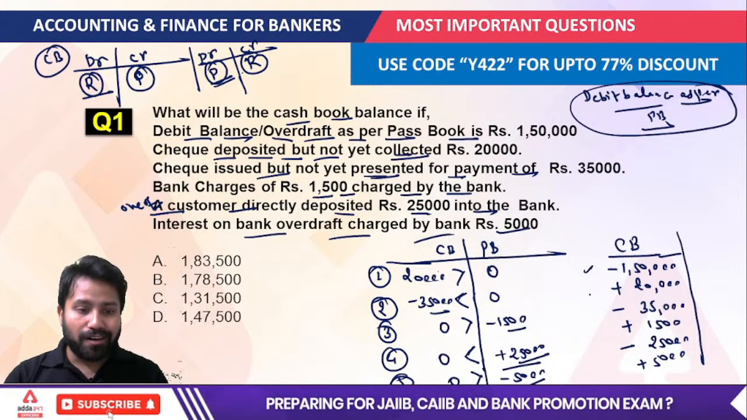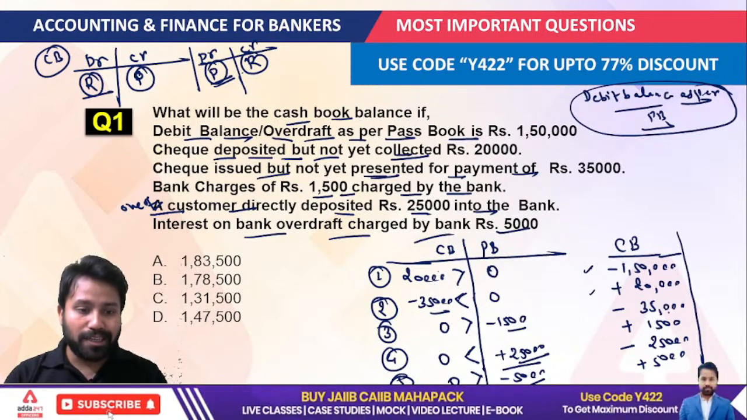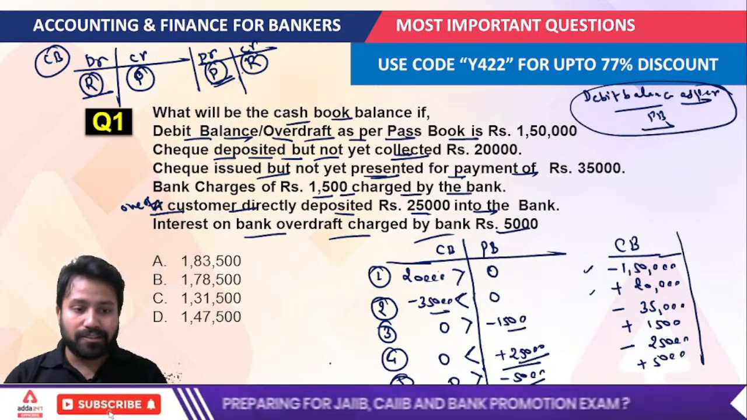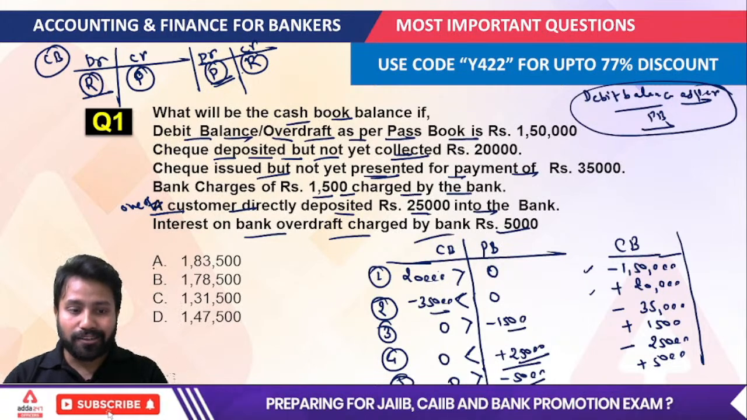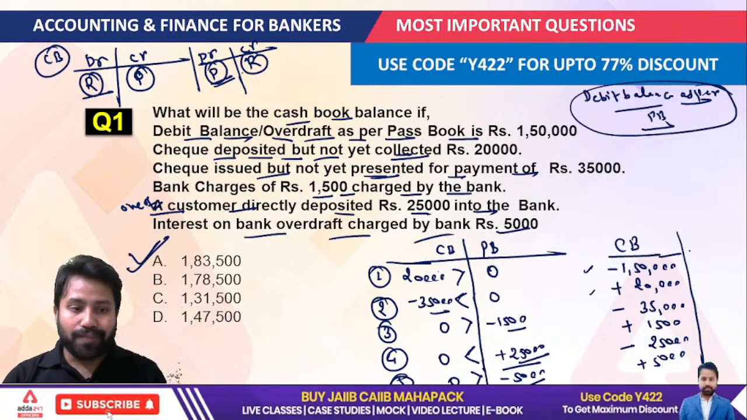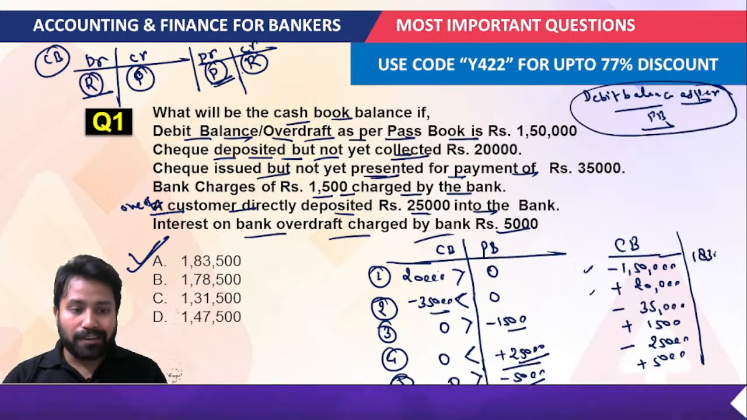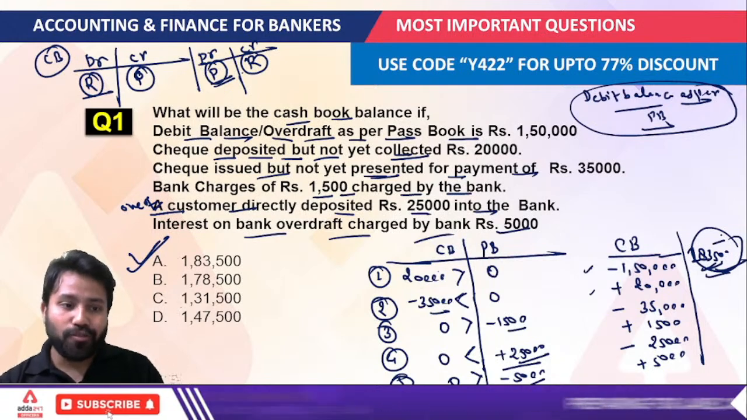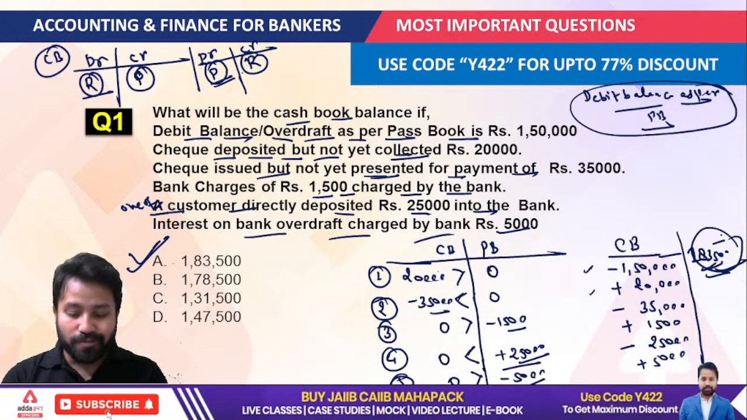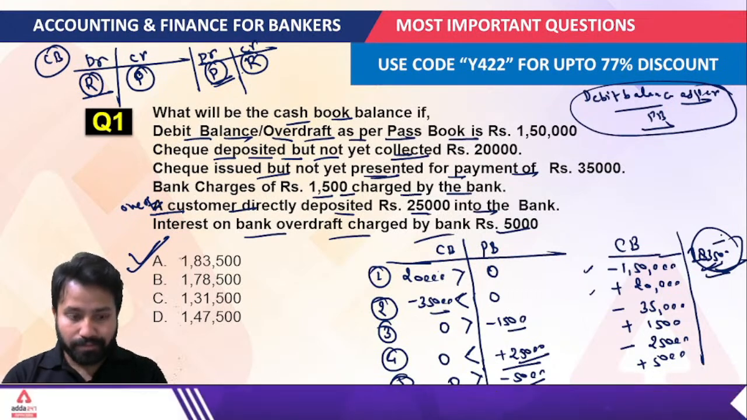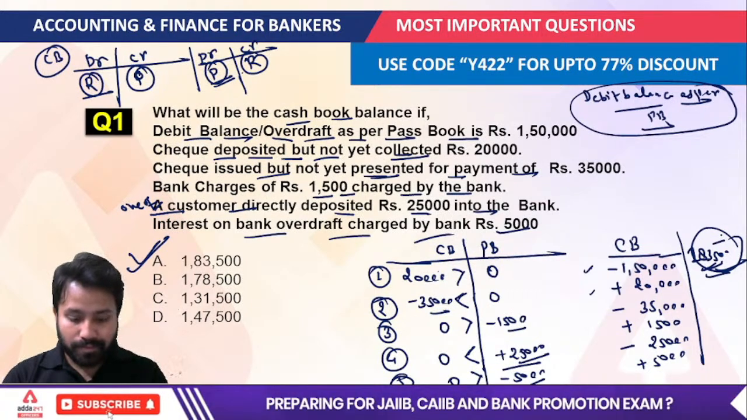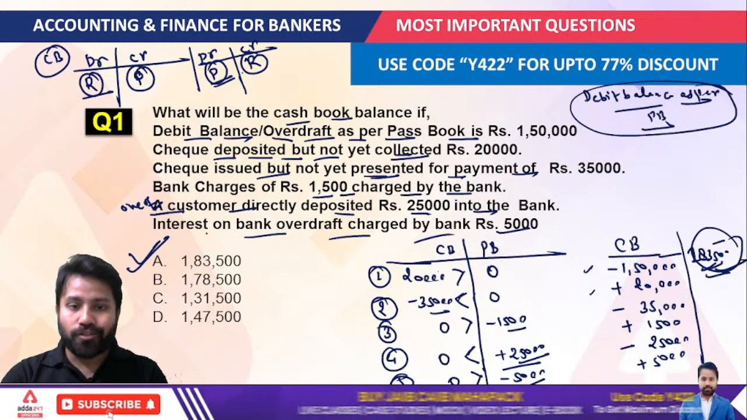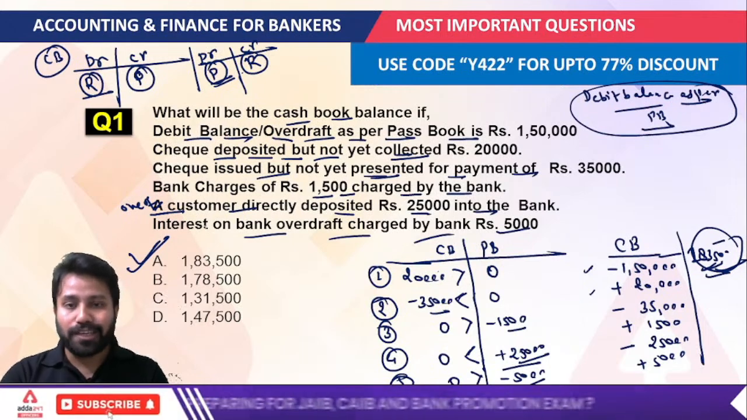Okay, now just calculate and tell me what would be the answer of this. The correct answer for this would be 1,83,500, right? So that would be your answer, 1,83,500. This is the way you have to solve the questions in the examination also.